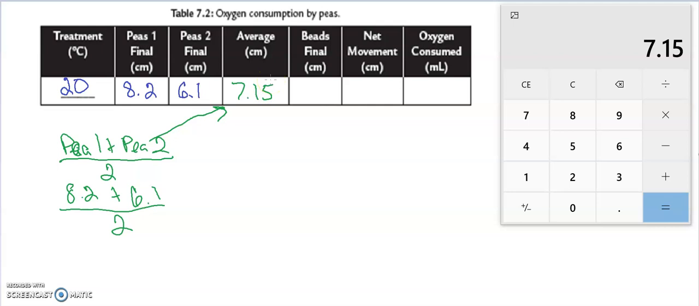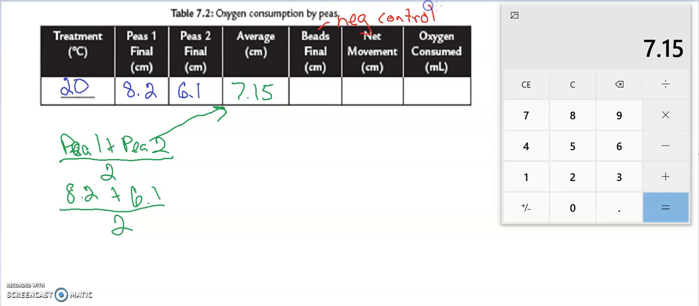So that is the average amount of air that was moved into the peas. Again, we'll interpret that as oxygen actually being moved into the peas. But you also have to run one more tube while you're doing this, and that is going to be filled with beads. I mean, literally little plastic beads are going to be inside of this test tube. And what that is going to act as here is our negative control.